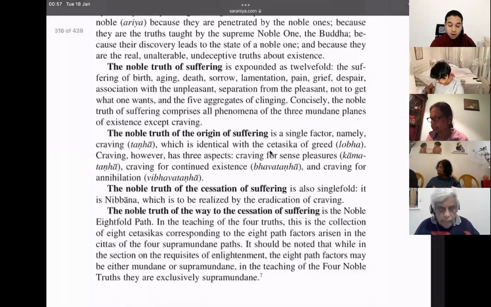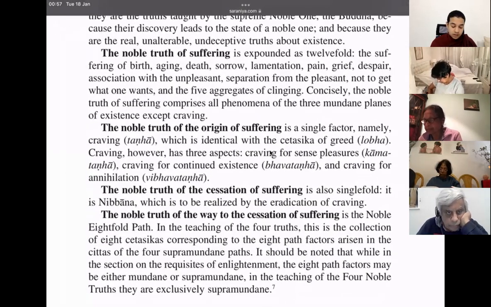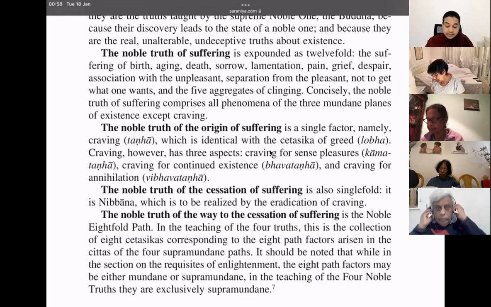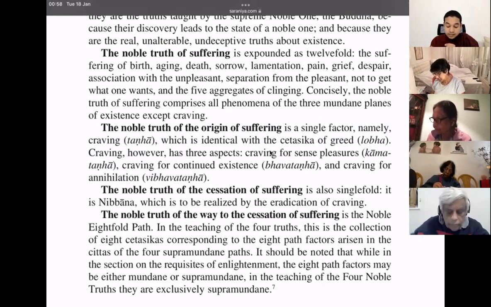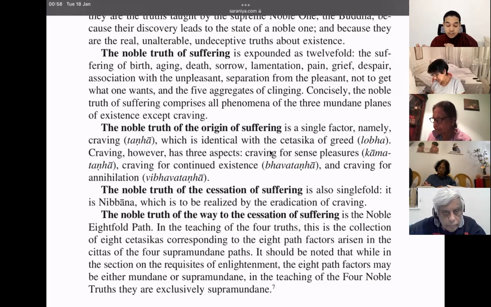The noble truth of the origin of suffering is a single factor, namely craving, which is identical with the Chetasika of greed, lobha. Is that clear now? Everything other than craving is suffering, and the noble truth of the origin of suffering is craving, tanha, which is identical with the Chetasika of greed, lobha. Right? So could you also highlight or underline is a single factor, namely craving, which is the definition, which is identical with the Chetasika of greed.